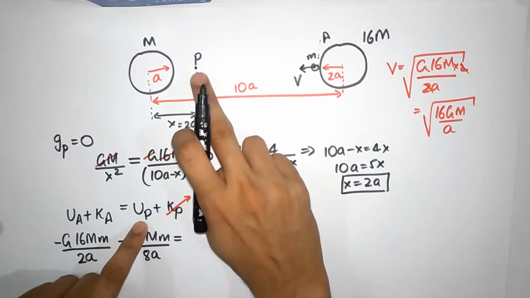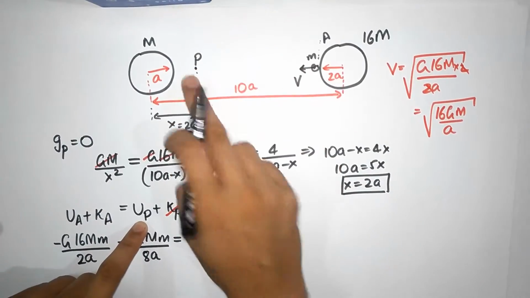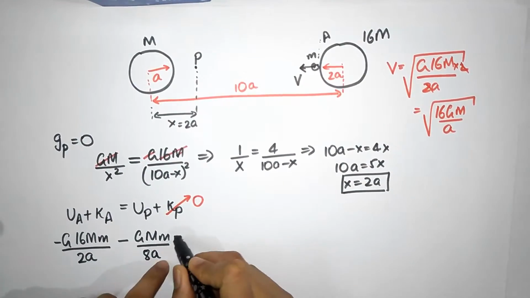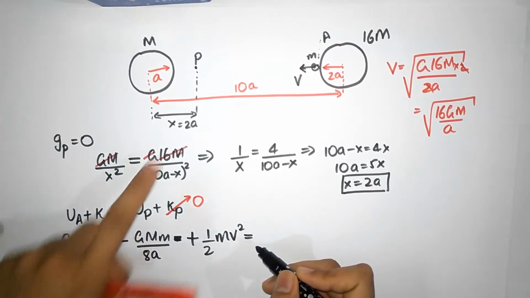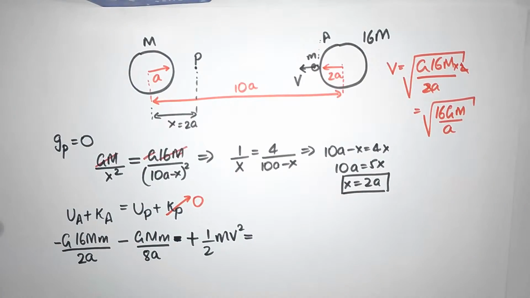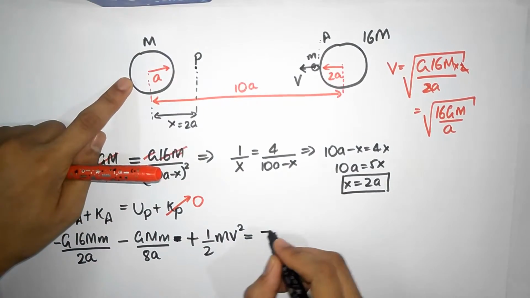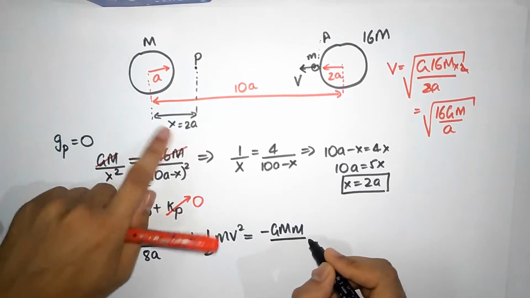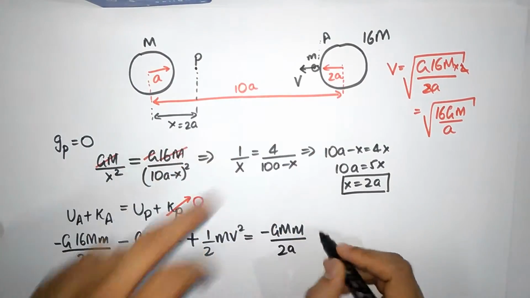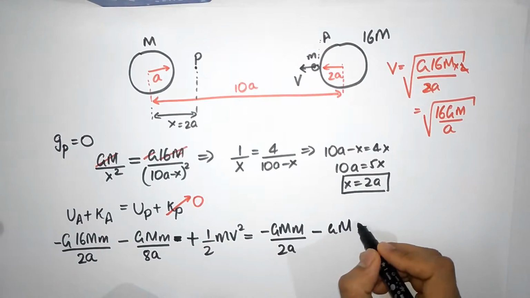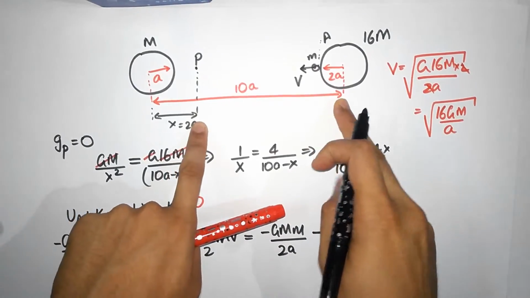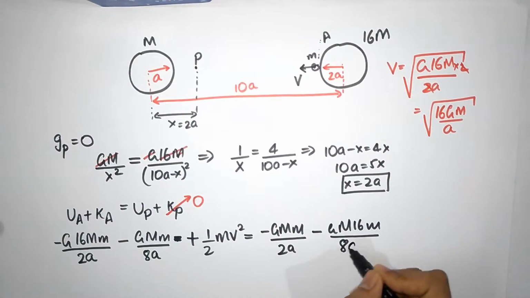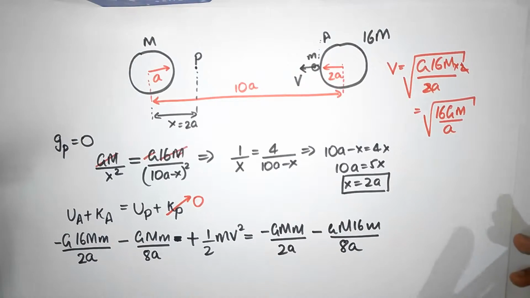That should be equal to the potential energy at P. When this object has reached P, it'll have potential energy and kinetic energy, half mv squared. Now the potential energy at P, due to this guy, will be minus GMm divided by x, which is 2a. And due to that guy, it's going to be minus G into 16 times M, into m, divided by this distance. Well, that's 8a again. And all I have to do now is solve this bad boy.